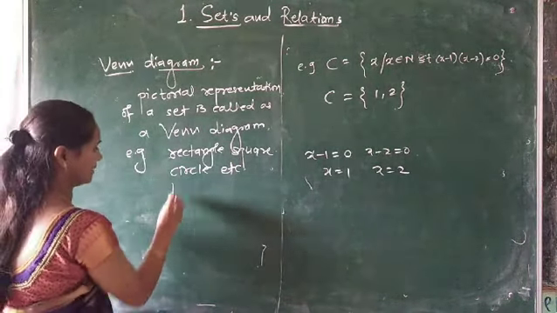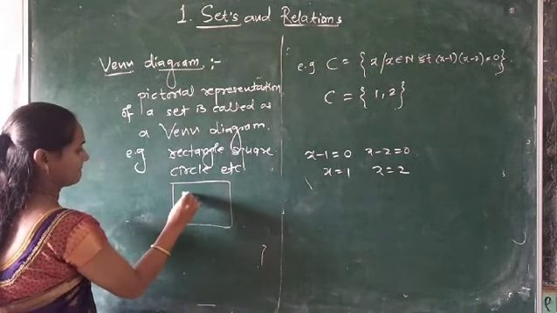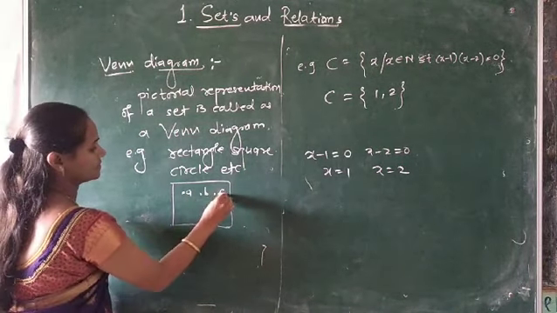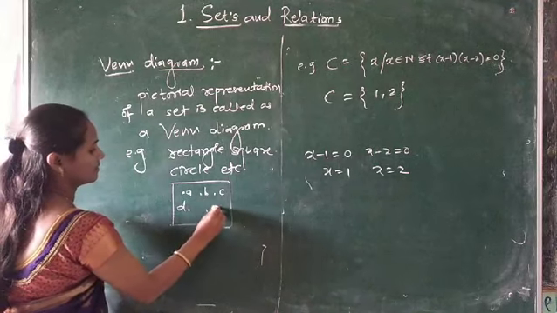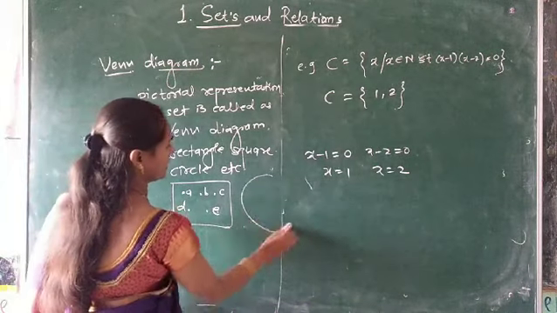Suppose for example, A, B, C, D, E. Next we take circle.